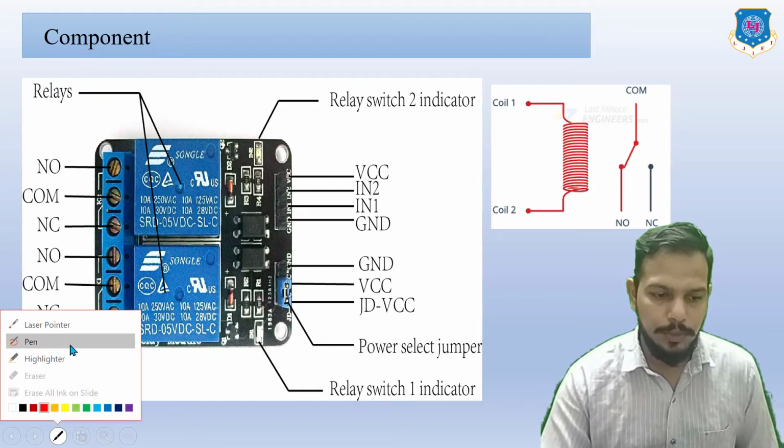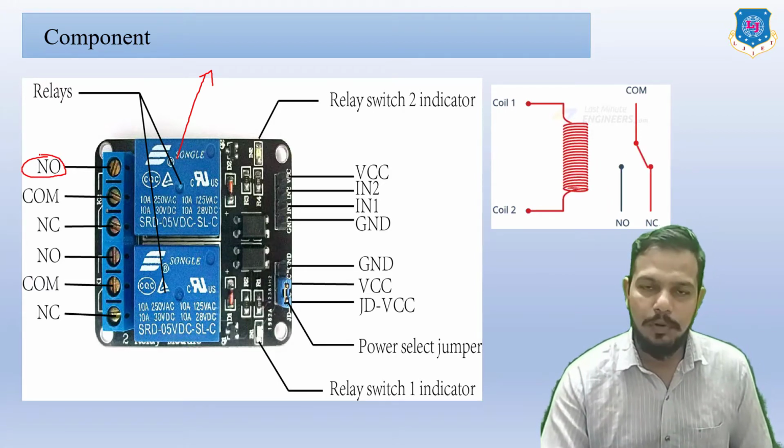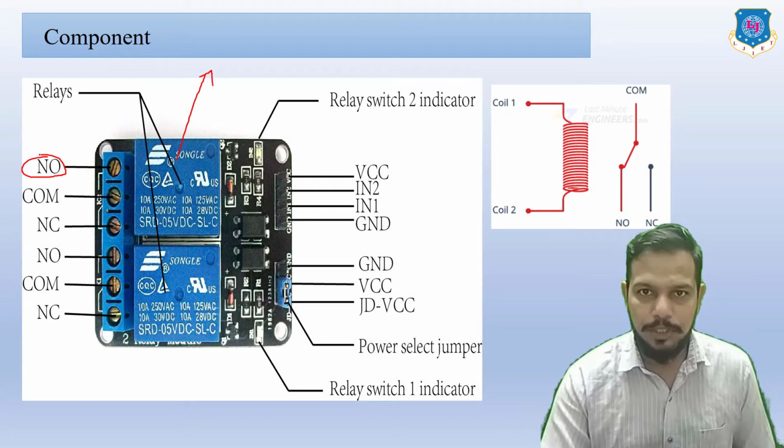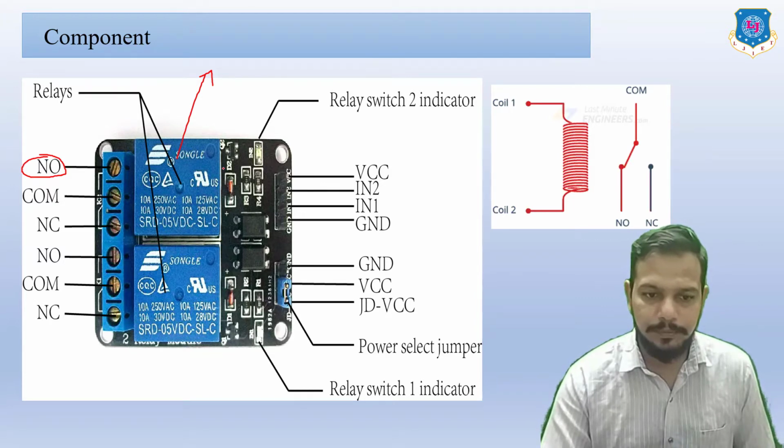So here you can see, first, this is known as relay. Now NO, here you can see NO. NO stands for normally open switch. Then COM, that is basically common. NC, that is basically normally closed. Again, repeat: NO, COM and NC.